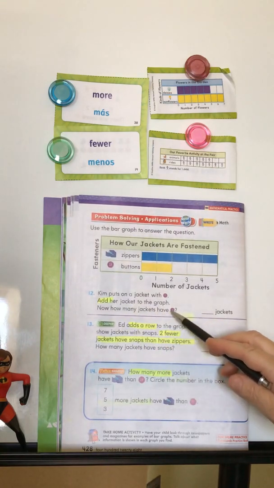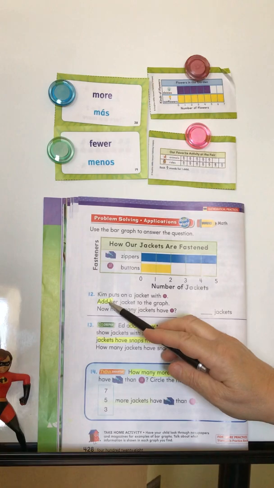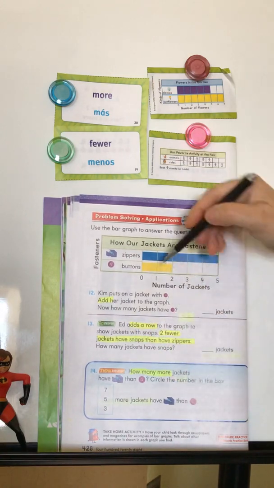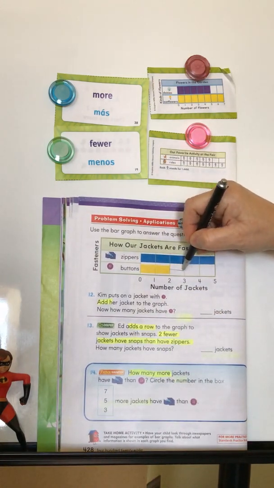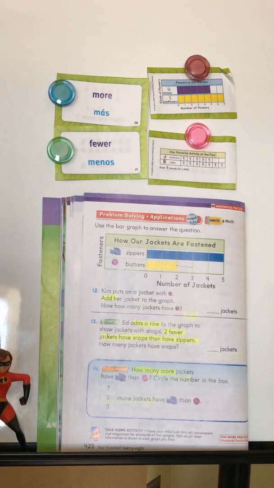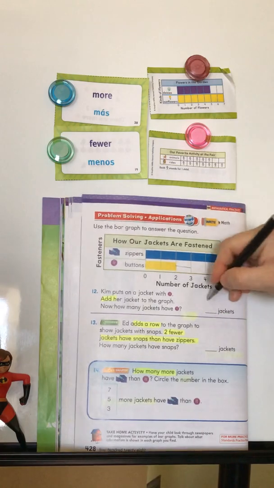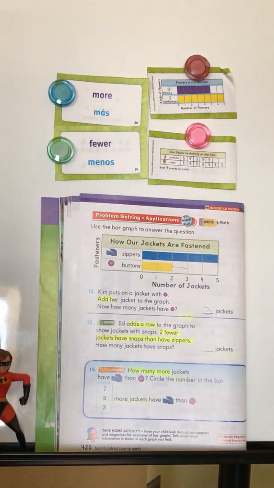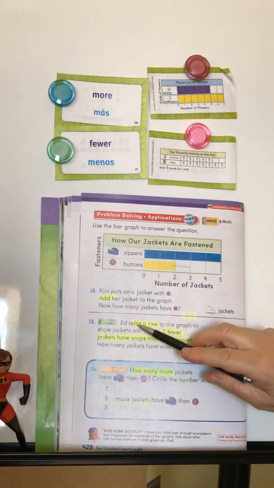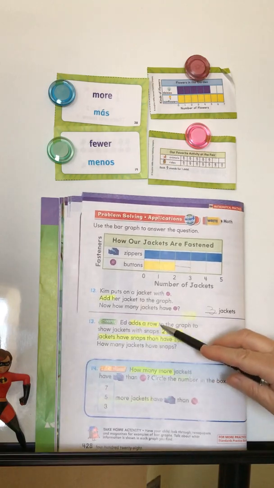Now how many jackets have buttons? If you need to add it, that means you need to go put it on. So that means you need to put one more for buttons. So now there's 3 jackets with buttons.